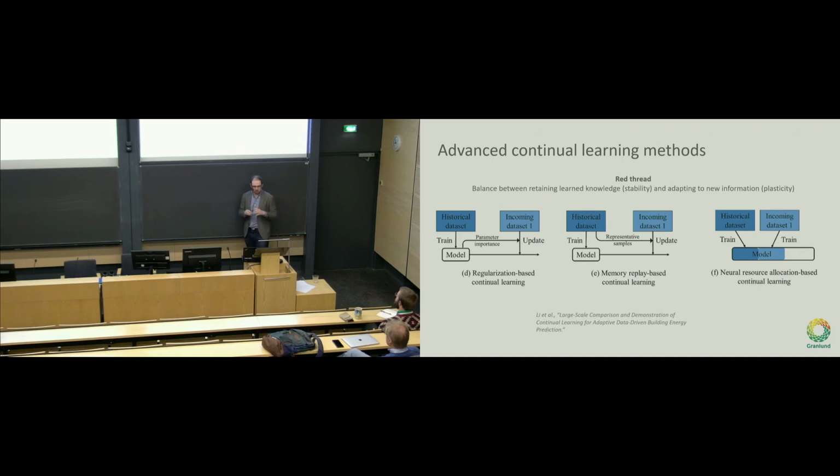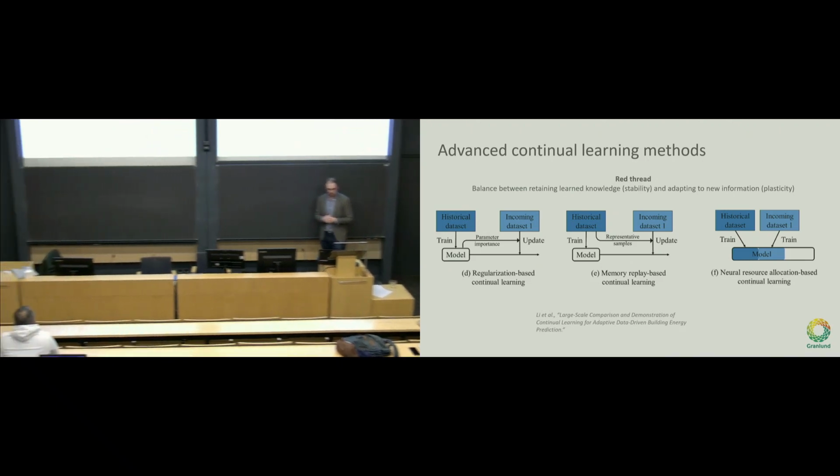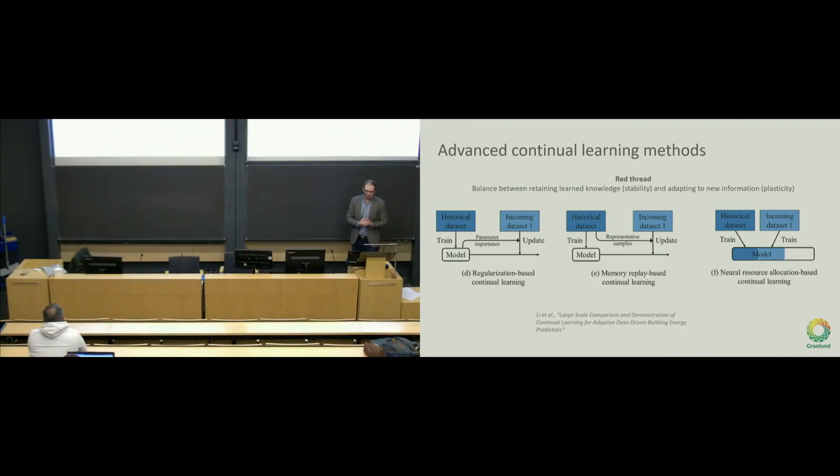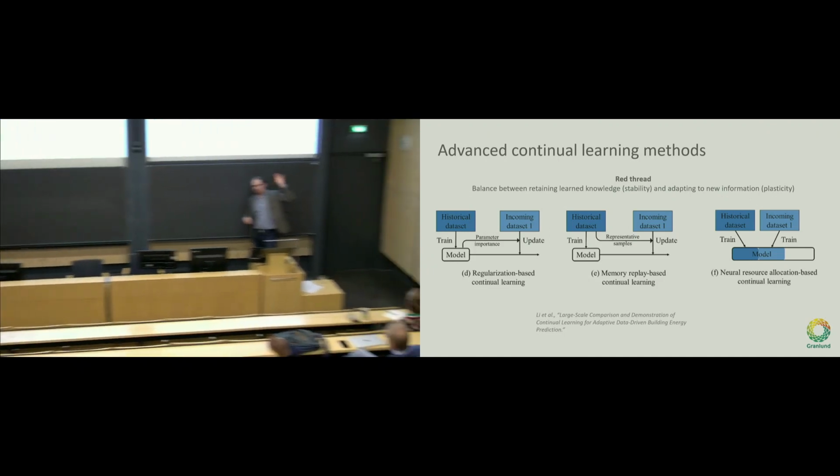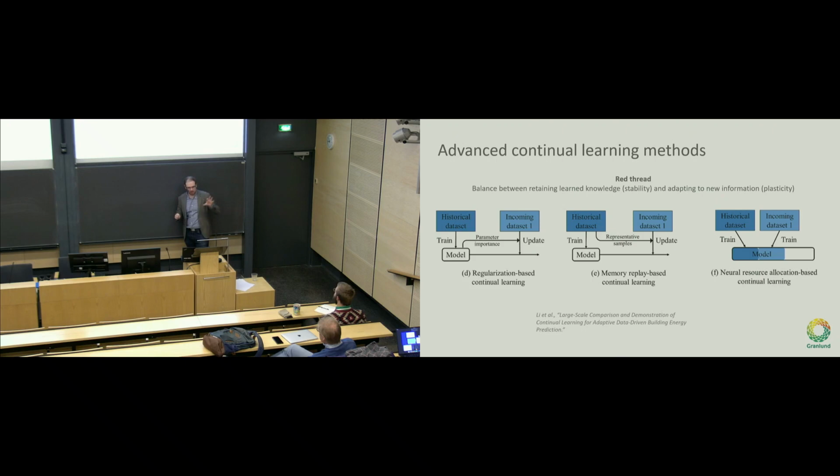So you take some parameter importance from the old model and then you update the new one. Then there is memory replay, where you take some representative samples from old data and then train a new model. And then there is neural resource allocation, where you expand the network, adding more nodes that are trained for the new data. There are different variations that try to minimize growth, because after a while it would be useless.